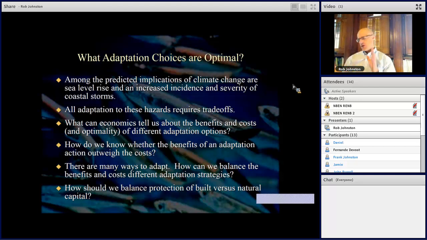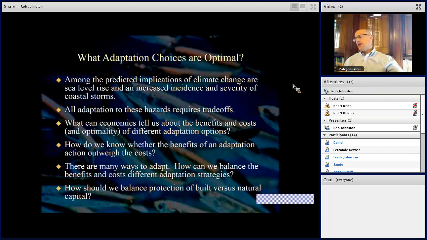And every single one of those involves trade-offs: benefits and costs imposed on different people. So the broader question is, what can economics tell us about the benefits and costs, and perhaps the optimality, of different adaptation options in different areas? Obviously, there's not going to be a one-size-fits-all approach. How do we know whether the economic benefits of an adaptation option, whether building a seawall, restoring a salt marsh, or retreating from the coast by pulling out homes, outweigh the costs? Given that there are so many things we can do, how can we balance the benefits and costs and provide guidance to folks on what they should do?